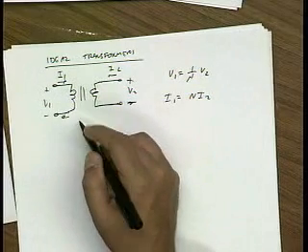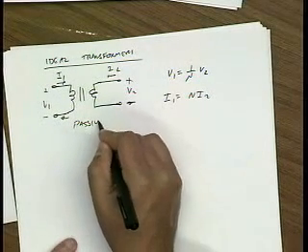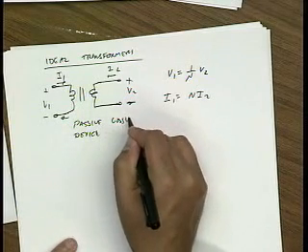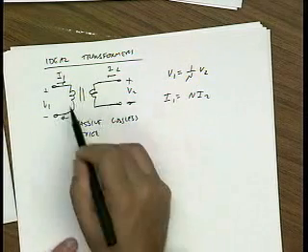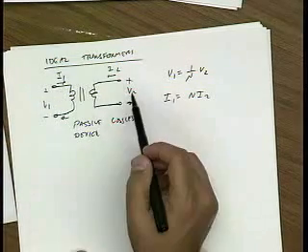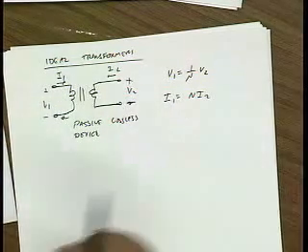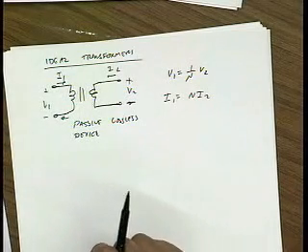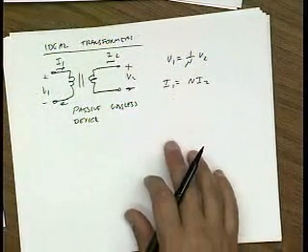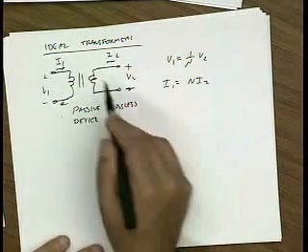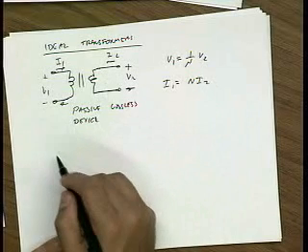That's because this is a passive, lossless device. So it can't dissipate energy and it can't supply energy. So V1 I1 plus V2 I2 has to equal 0. Okay. Now, it turns out that if you ever try to build a transformer, instead of getting something like this, you get this.